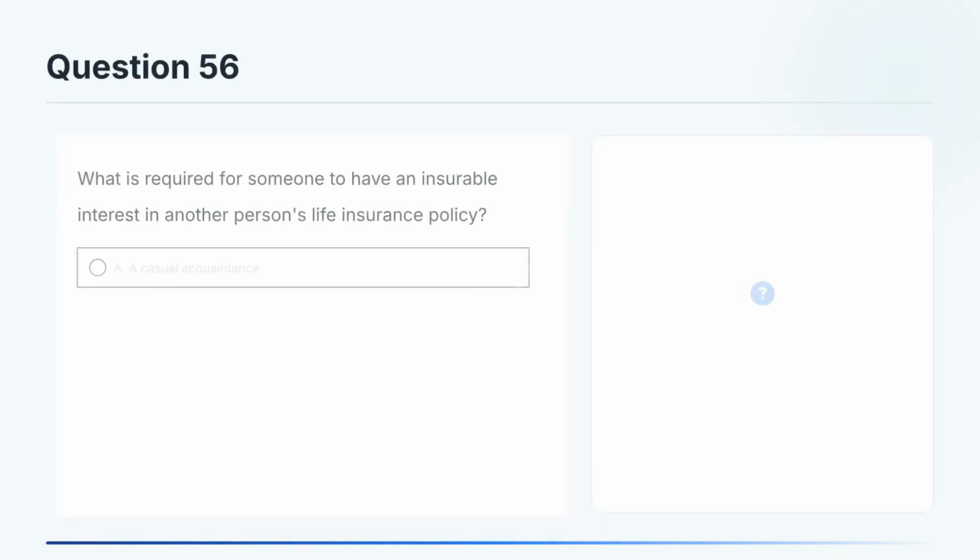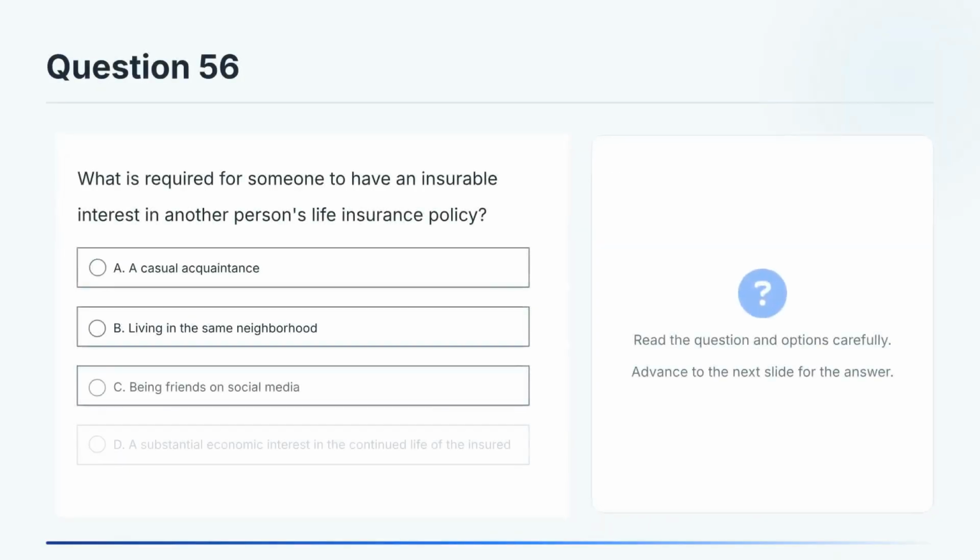Question 56. What is required for someone to have an insurable interest in another person's life insurance policy? A. A casual acquaintance. B. Living in the same neighborhood. C. Being friends on social media. D. A substantial economic interest in the continued life of the insured.